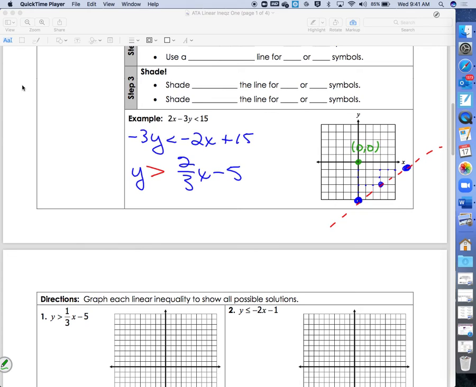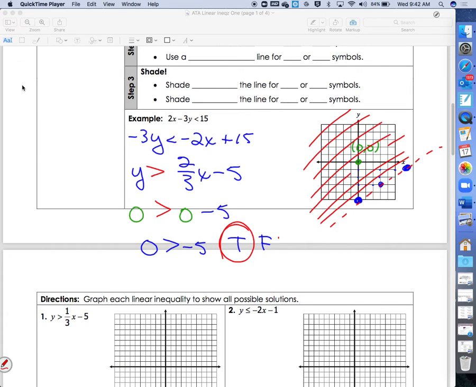0, 0 is the best testing point if it's clearly on one side of the line or the other. So when I go back to my inequality, if I let y become 0, and if I let x become 0, then I'm comparing this, 0 greater than -5. And I ask myself if that's true or is that false. This is true. 0 is greater than -5. So that means that I've chosen a testing point that makes my inequality true. That means that every point on this side of the line will make that inequality true.